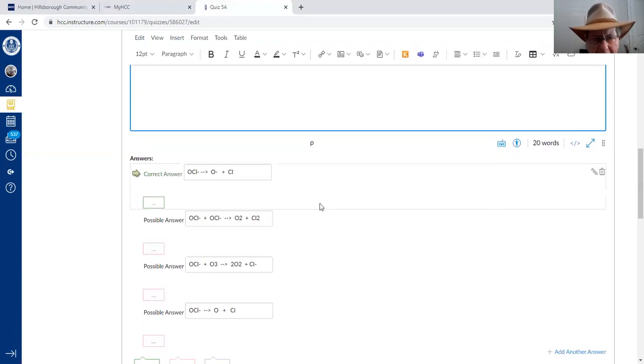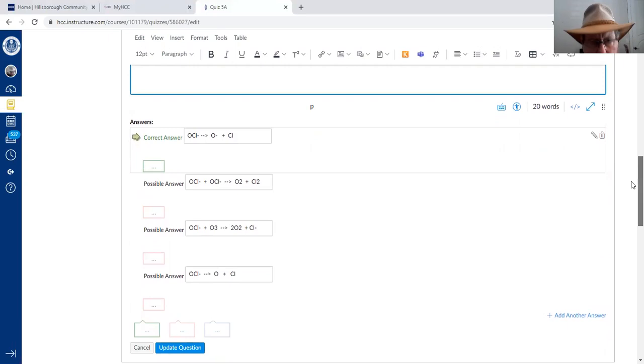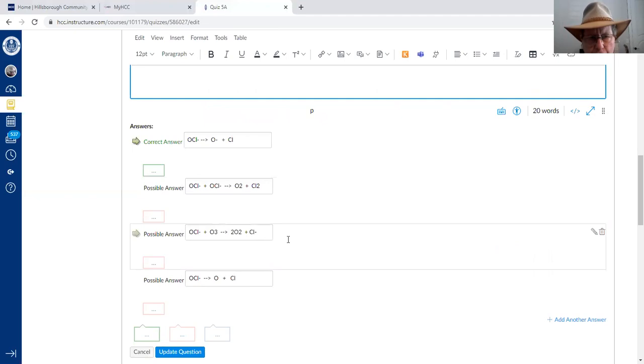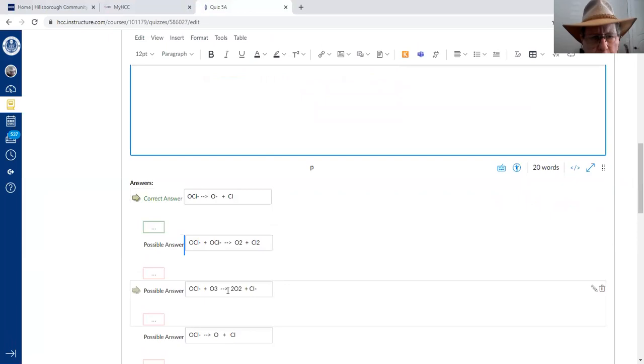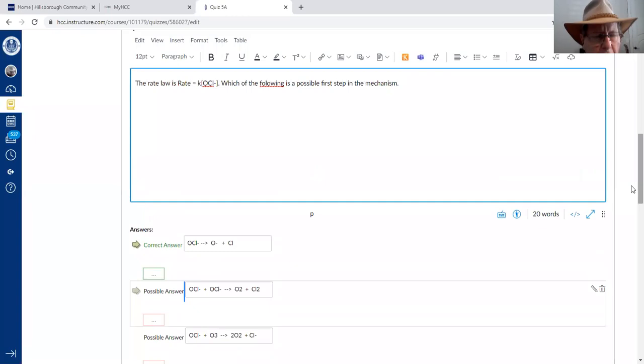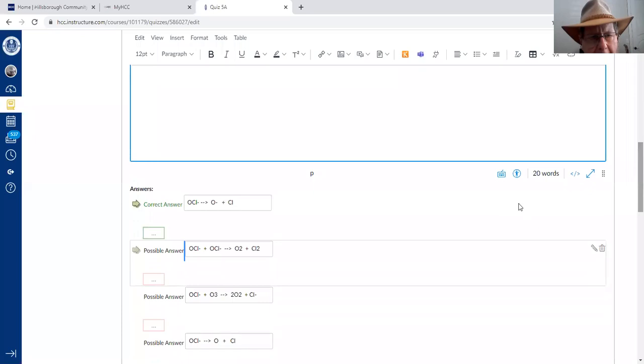If I'm looking at all three of these others, okay? First of all, I can eliminate these two because they're not in the rate law. If this one were in the rate law, then the rate would be equal to K times OCl minus squared. If this was in the rate law, then the rate would be equal to K times OCl minus times the O3 concentration. So right off the bat, I can eliminate this one and this one.